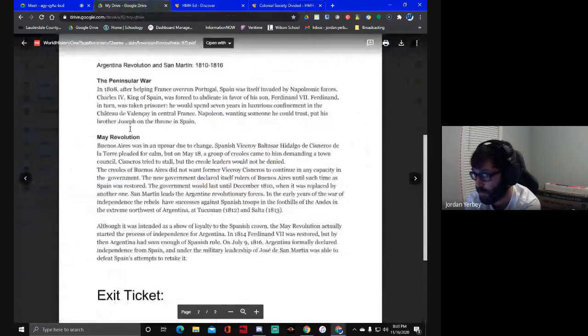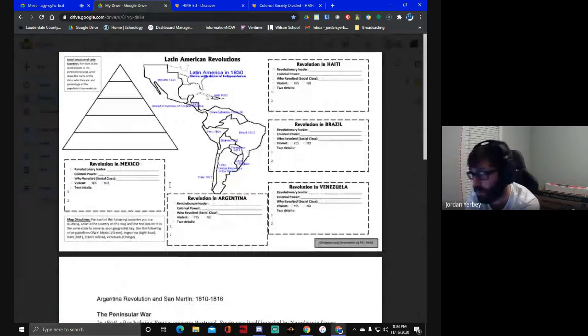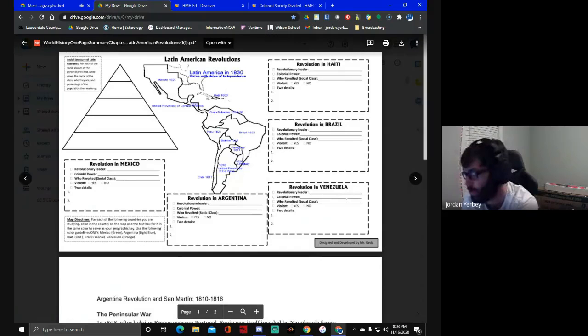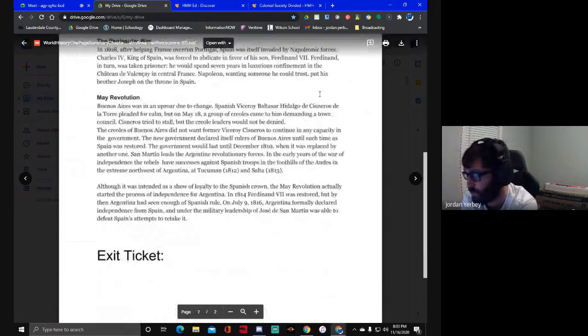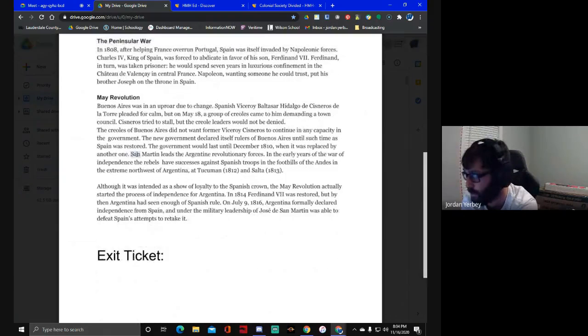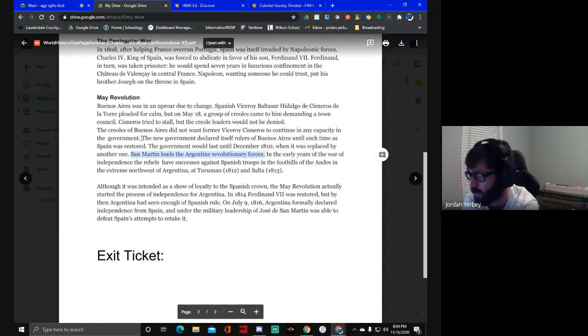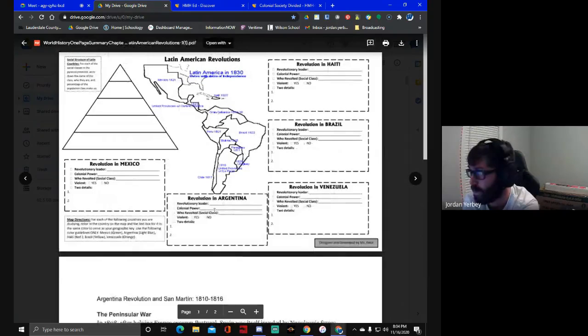And what you do is you're looking for the revolutionary leader. So the example I used today, if we talked about the American Revolution, the revolutionary leader would be George Washington. Well, each of these revolutions had a revolutionary leader. And so you'll read that information there. If we skim this information, right here it says San Martin leads the Argentine Revolutionary Forces. So that's the revolutionary leader, and you could add that in down here as revolutionary leader.